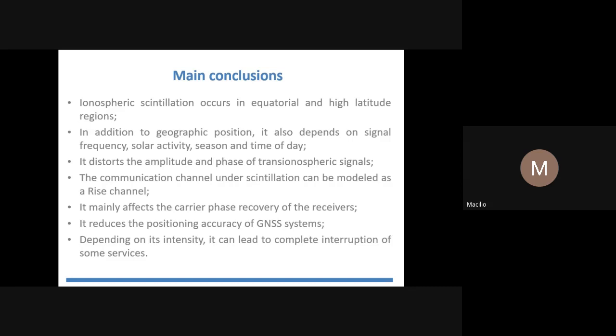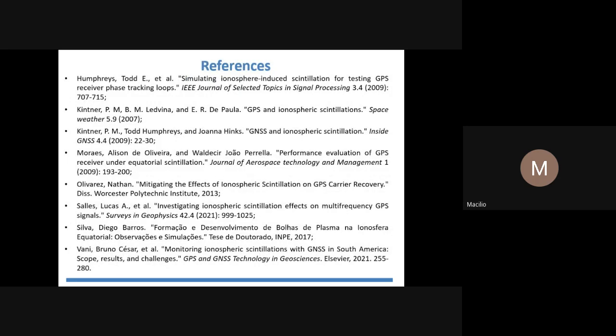All of the references are papers or master's theses. I have all the references. Perfect. Very complete. This reference is from the group of our colleague. I work with this person. Moraes, Alisson de Oliveira, it's a very good paper to read. It's very complete and explains a lot of things about it.